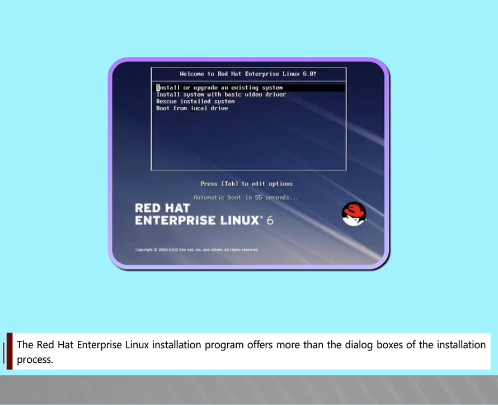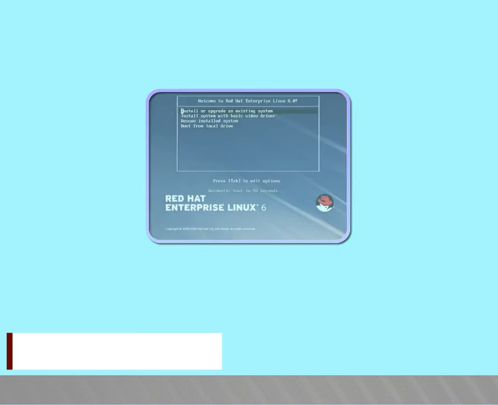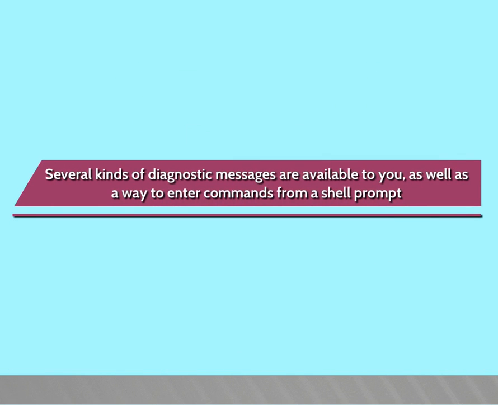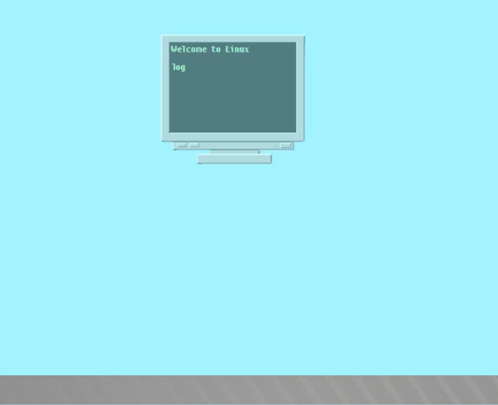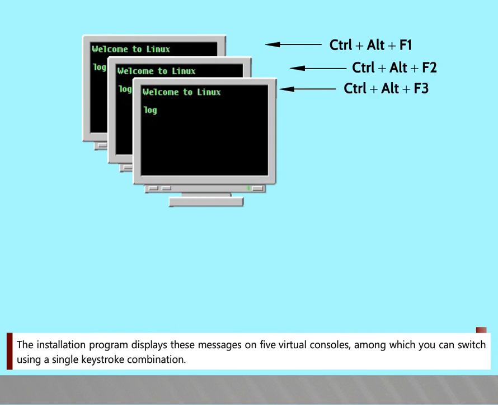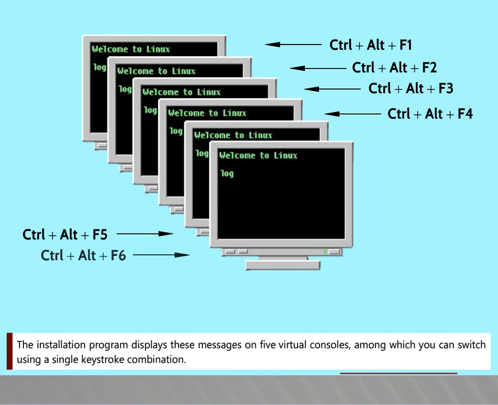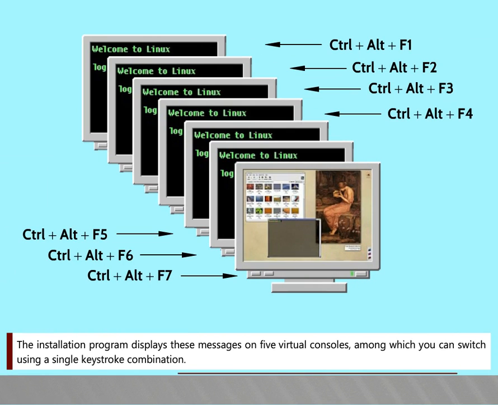The Red Hat Enterprise Linux installation program offers more than the dialog boxes of the installation process. Several kinds of diagnostic messages are available to you, as well as a way to enter commands from a shell prompt. The installation program displays these messages on 5 virtual consoles, among which you can switch using a single keystroke combination.